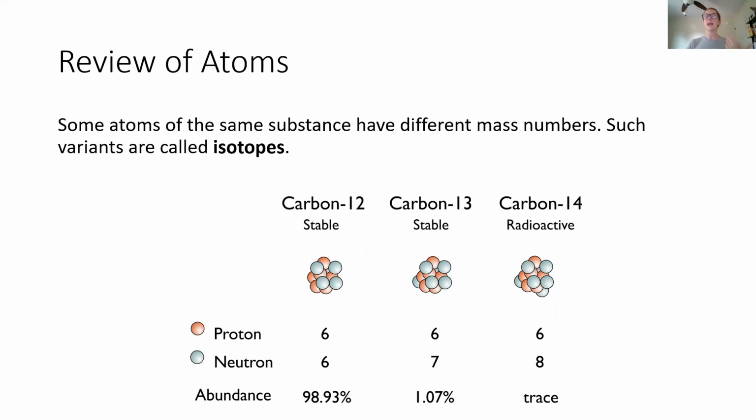Some atoms can have the same number of protons, but different numbers of neutrons, right? So for example, carbon can have 6 protons, 6 neutrons, or it could have 6 protons, 7 neutrons, or even 6 protons and 8 neutrons, right? All of these different types of carbon are called isotopes, and we call them carbon 12, that's the most common one, carbon 13, fewer, and carbon 14, which is almost non-existent, but does exist. Right?